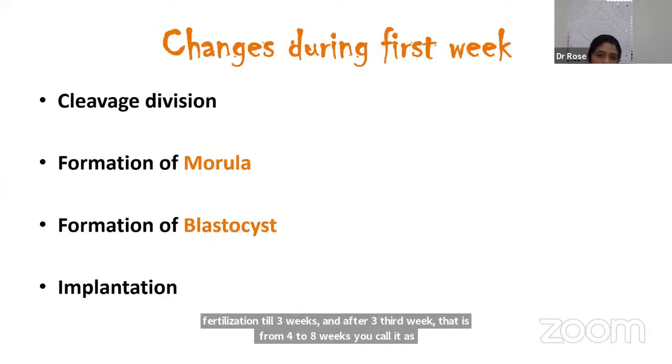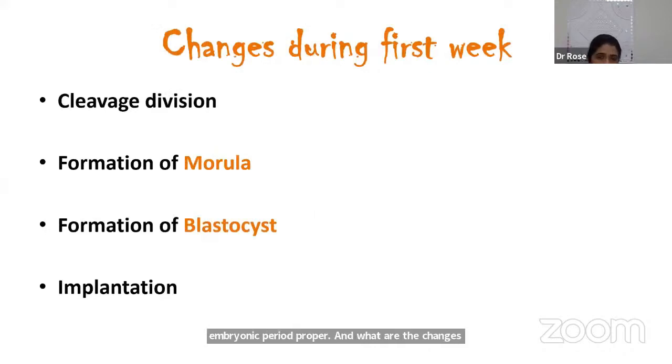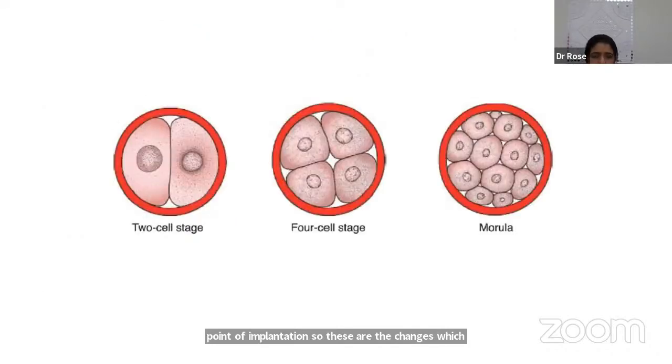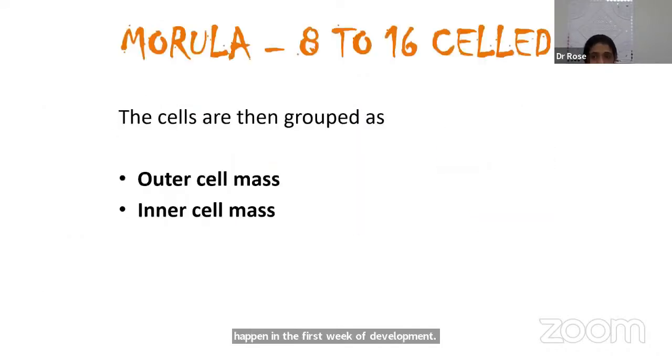And what are the changes happening during the first week? We have already mentioned the cleavage division. So after fertilization, you have the cleavage division, and the formation of morula and blastocyst till the point of implantation. These are the changes which happen in the first week of development. So you can see the 2-cell stage, 4-cell stage, morula. When will you call it a morula? The 8 to 16 cell stage is known as morula.